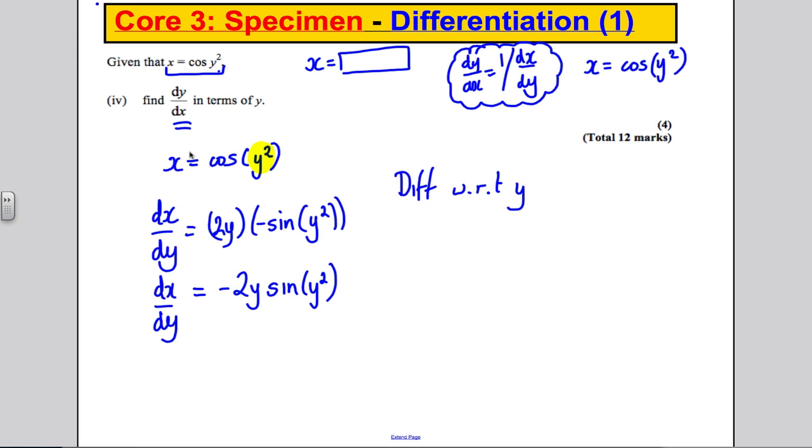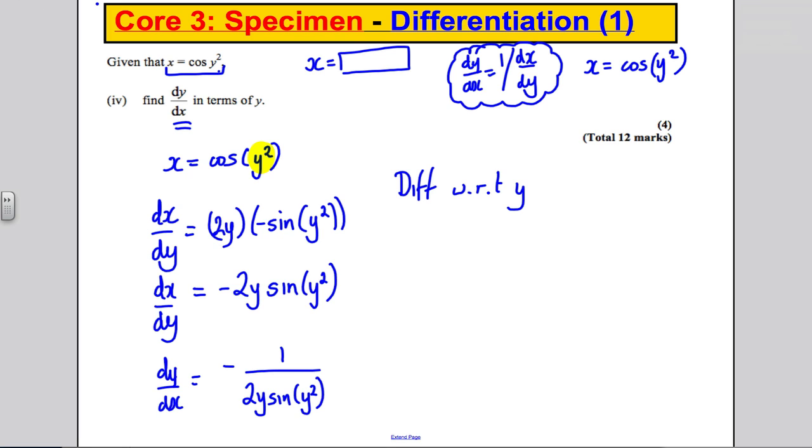But it asks for dy by dx, so the flip of this, so dy by dx, or the reciprocal of this, is 1 over, is negative 1 over 2y sine of y squared. And that's it, you're done.